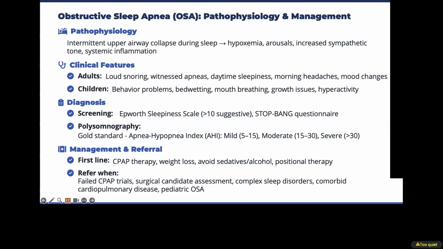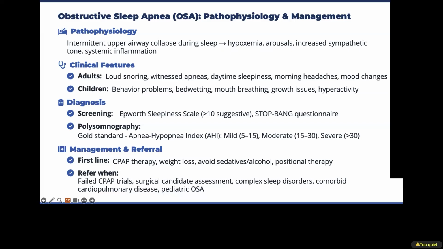All right, let's talk about the upper airway collapse that happens in obstructive sleep apnea. Each time this happens, the airflow stops, oxygen drops, and the brain briefly wakes up the body just enough to reopen the airway, and this cycle will repeat itself over and over again, sometimes hundreds of times per night. So the pathophysiology here is intermittent obstruction leads to hypoxemia, which triggers microarousals.